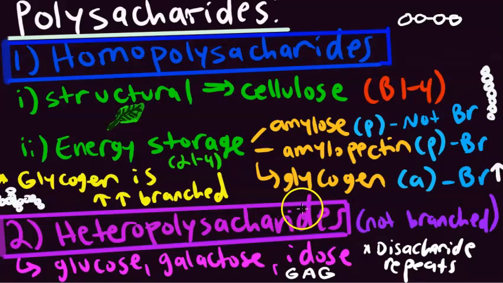So we will talk about glycogen later when we look at glycogenesis and glycogenolysis. Glycogenesis is making glycogen, and glycogenolysis is breaking glycogen so that we can use it for energy, so that we can make energy out of it. We have to break it down to give us the energy when we need it.